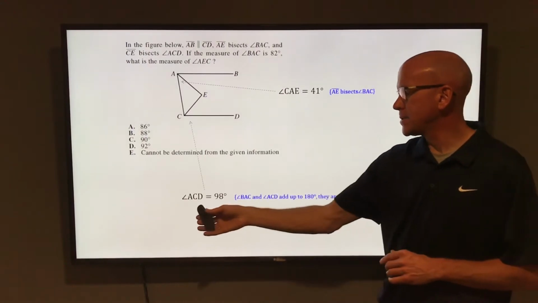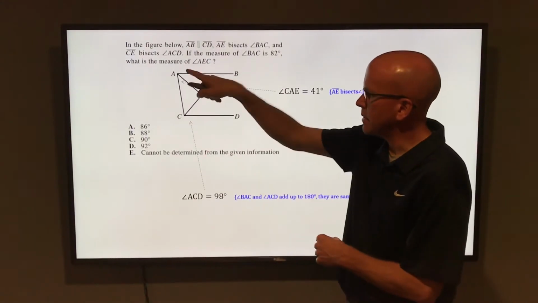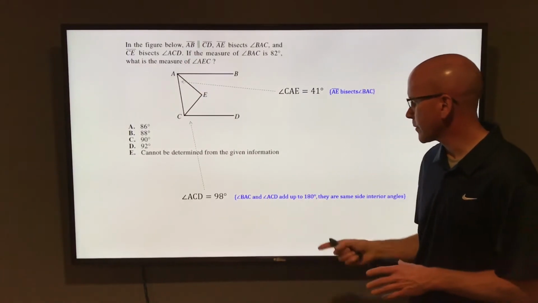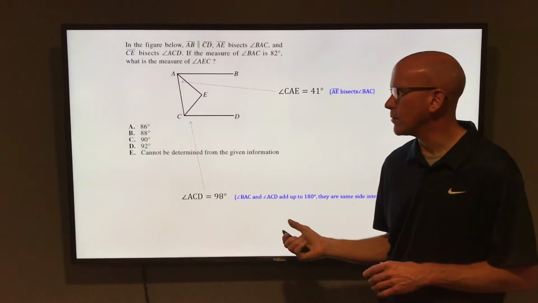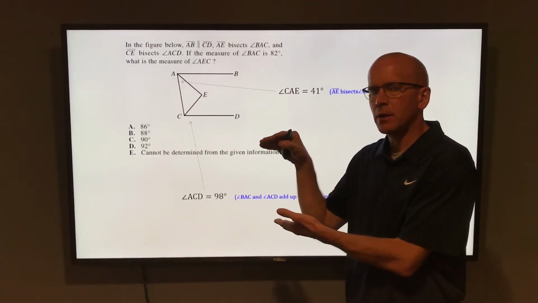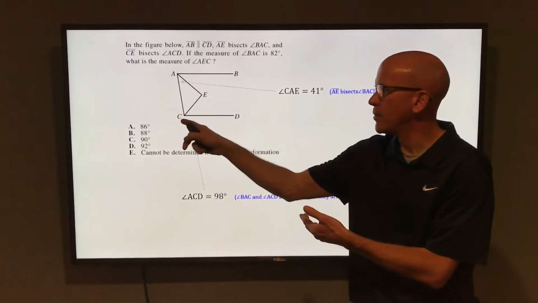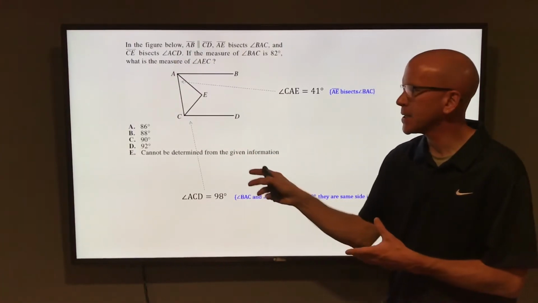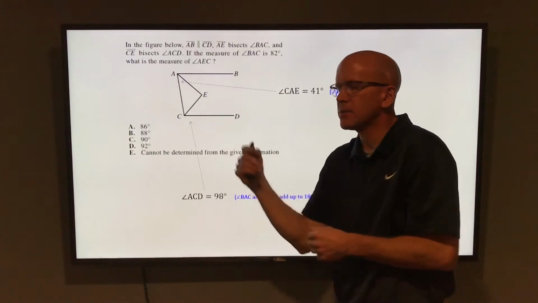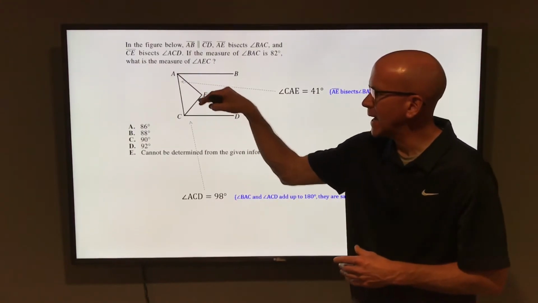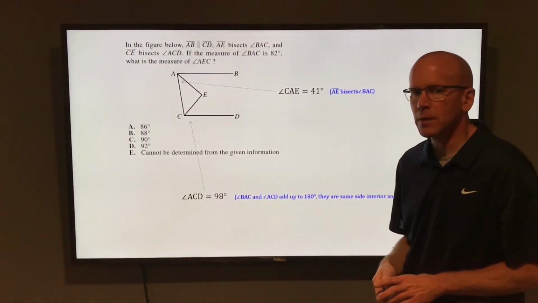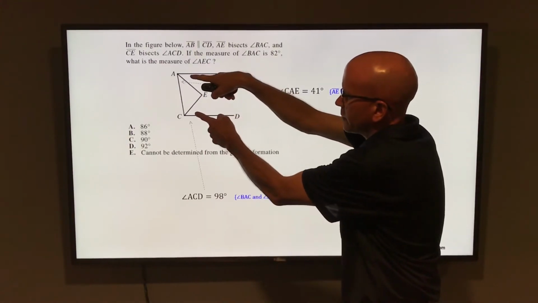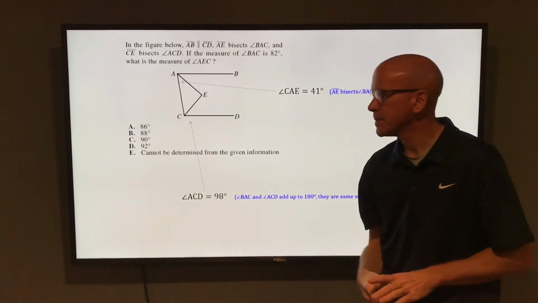Also, angle ACD here is 98 because angle BAC and ACD, those are what are called same side interior angles. With respect to the parallel lines, they're on the same side of the transversal, with the transversal being AC here. They're on the same side of the transversal, so on the right side of the transversal, and on the inside or interior of those parallel lines. Those are called same side interior angles. Same side of the transversal on the inside of the parallel lines.